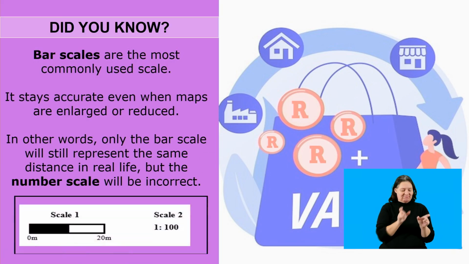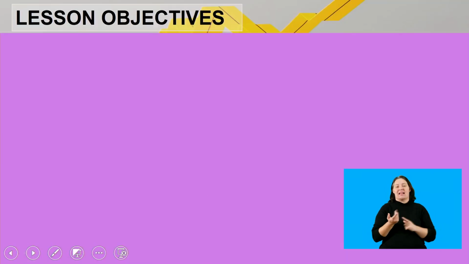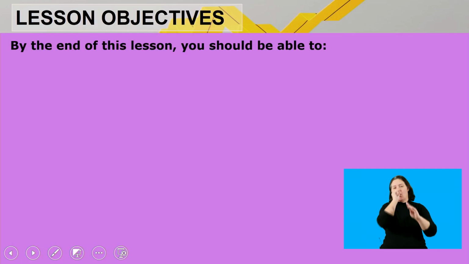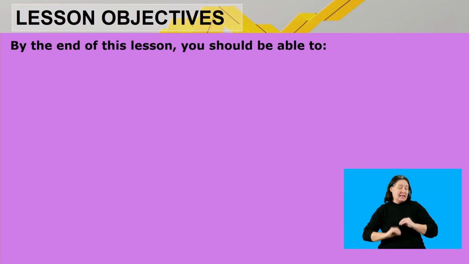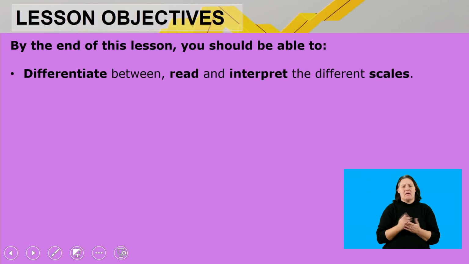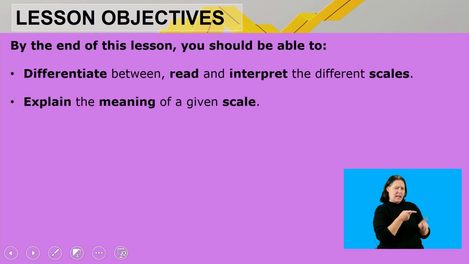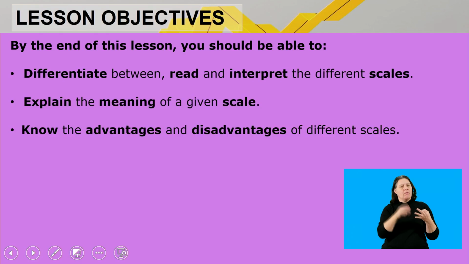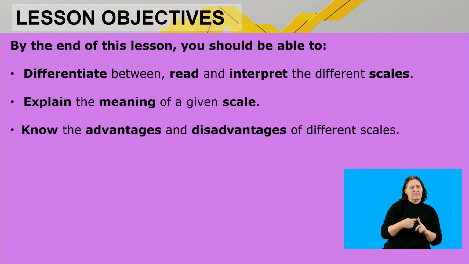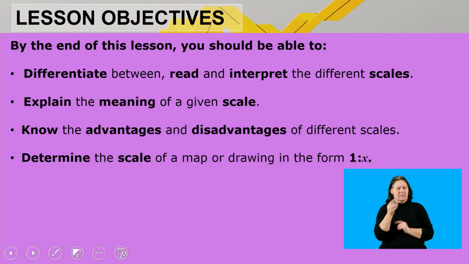Okay, so we will be looking at scales today. So what are our lesson objectives? By the end of this lesson, you should be able to, first of all, differentiate between, read and interpret the different types of scales. You must be able to explain the meaning of a given scale. Also, know the advantages as well as the disadvantages of a different scale.